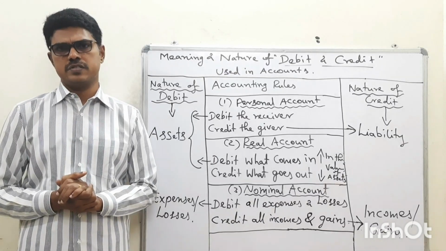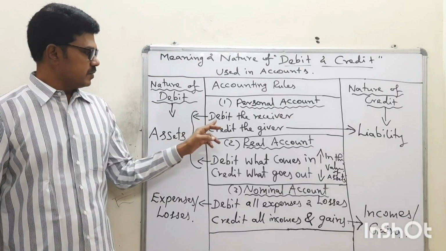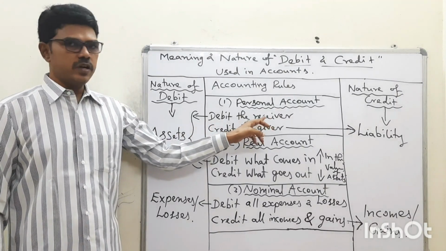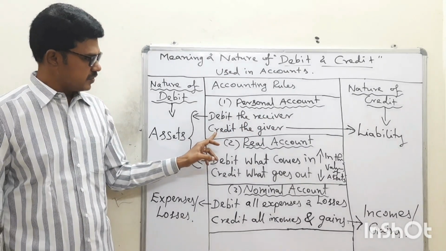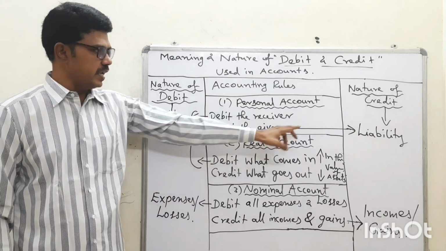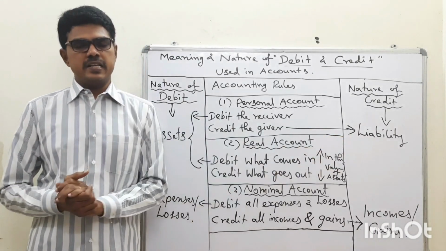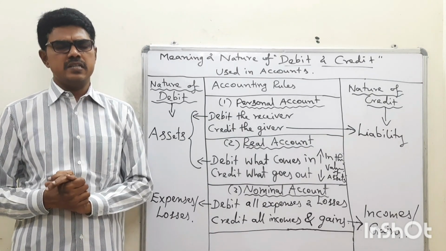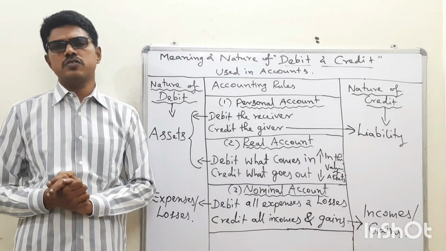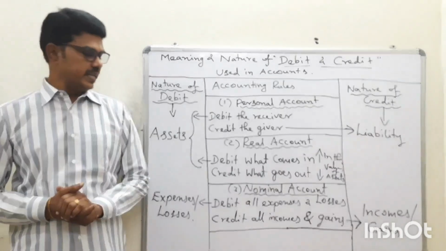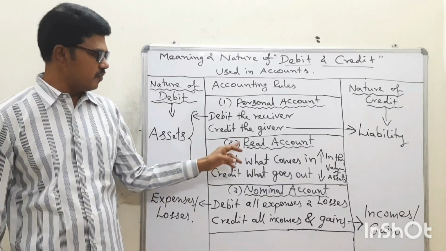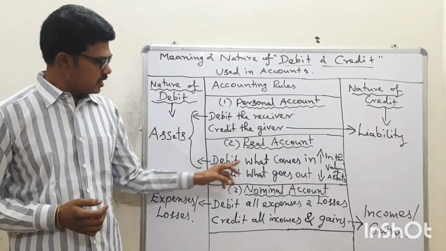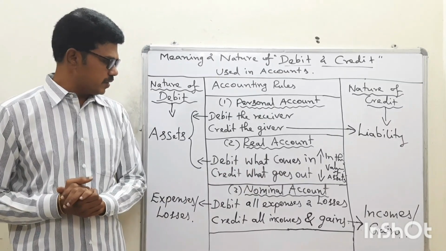our books of accounts. Most of the time, this debit the receiver will create assets of the organization, and most of the time, this credit the giver will create liability of the organization. I will make you to understand this practically when I work out some model problems. Now let us see the meaning of real account. What is the rule of real account? Debit what comes in, credit what goes out.